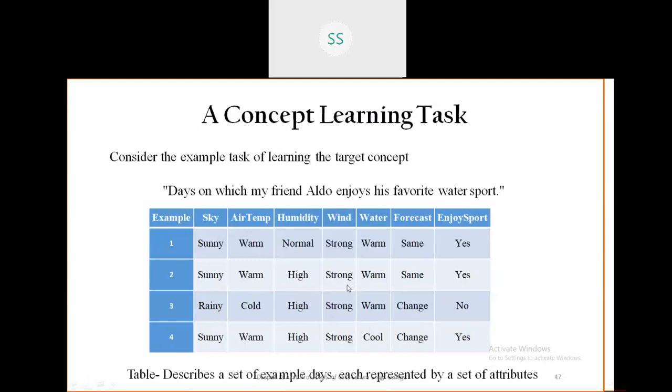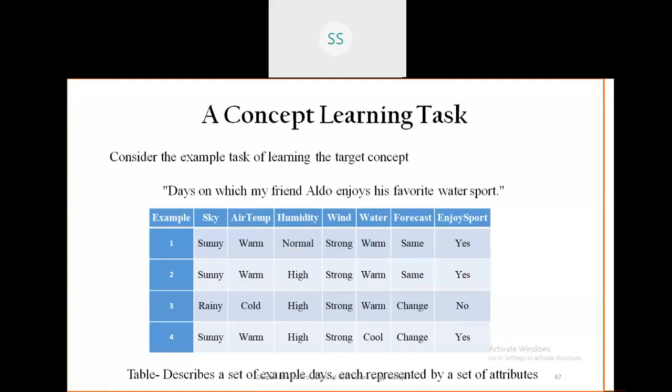So we'll collect the information about all these six parameters every day, and we are predicting whether you are going to play today or not. If it is sunny, warm, normal, strong, warm, and same, you are going to play it. If it is sunny, warm, high humidity, wind is strong, and water is warm, and the forecast is same, then also you are going to enjoy the game.